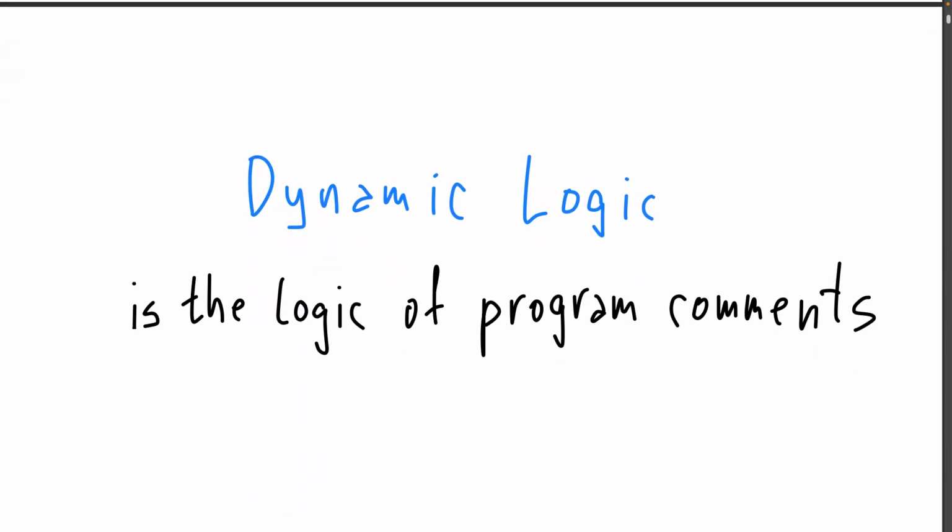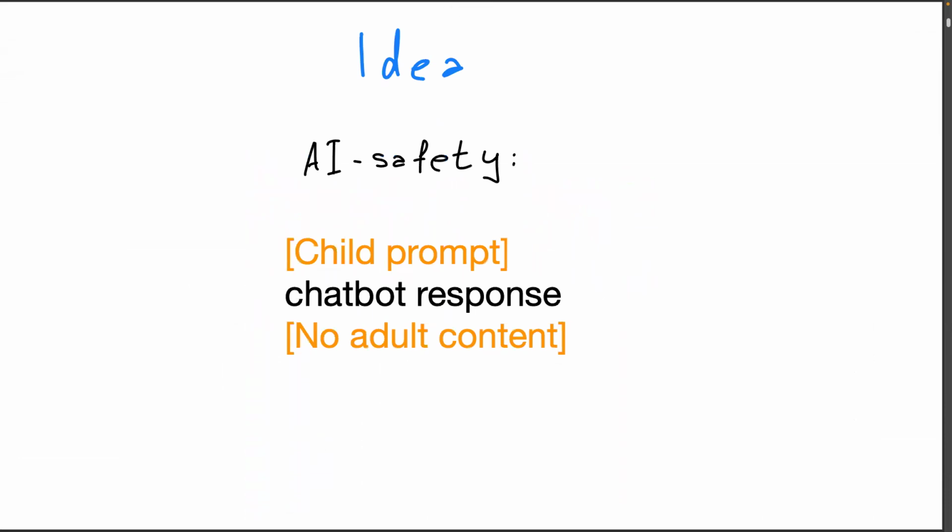Dynamic logic is the logic of program comments, believe it or not. And it's very formal. So we need it here because the idea of our AI safety is something like this: if a bot learns from a prompt some security constraints, such as that it is speaking with a child, then its response should be adequate to that context. The precondition determines the response, and the postcondition which it needs to satisfy in order to be safe, if you think of the language model as a program, can be thought of as program comments. And that is what we'll be doing.